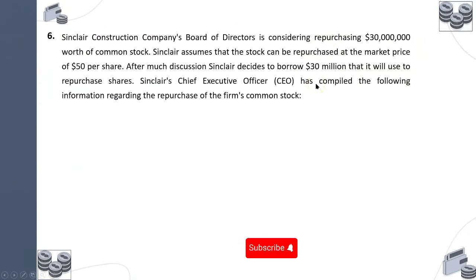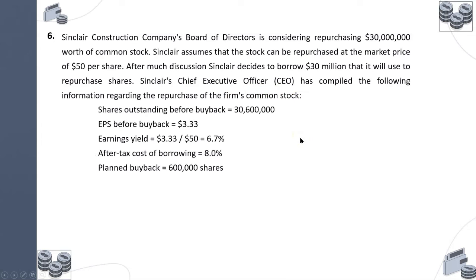After much discussion, they decide to borrow the $30 million, which will be used to repurchase the shares. So let us not forget that in the future, after buying back the shares, we are going to incur new finance cost for the $30 million. That finance cost should be deducted from the profit before we calculate the earnings per share. These are the information available. Shares outstanding before the buyback: 30,600,000, and the current earnings per share before buying back is this much.